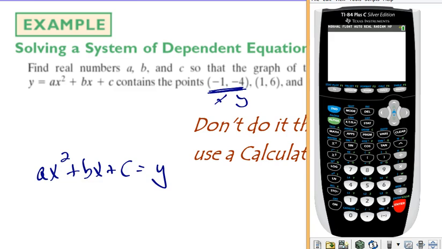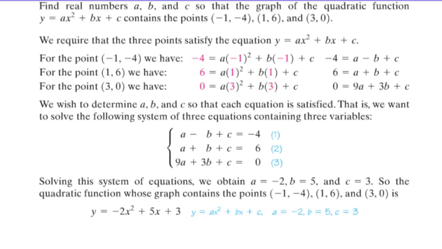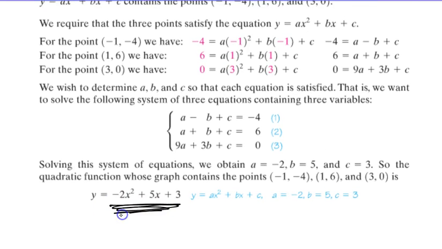the equation. It gives me the values of a is negative 2, b is 5, and c is 3. So negative 2, 5, 3, which is the same thing as saying negative 2x squared plus 5x plus 3. You can graph that equation and see if that's true, but the author gets the same thing.